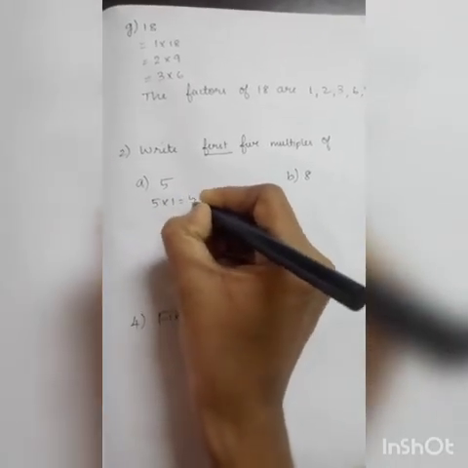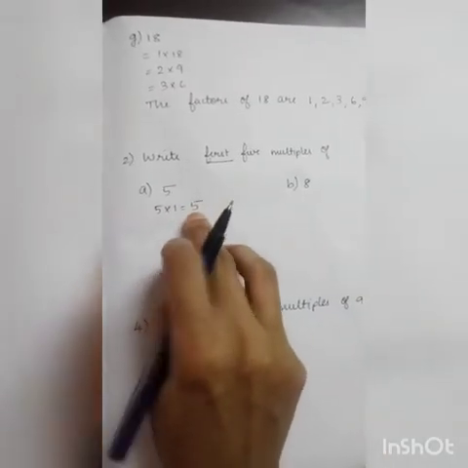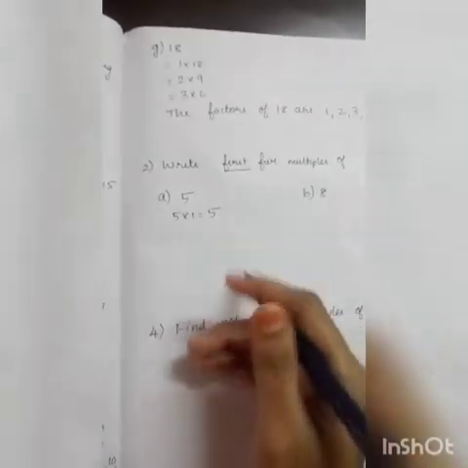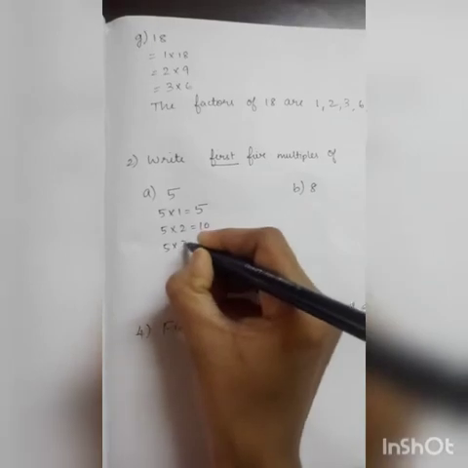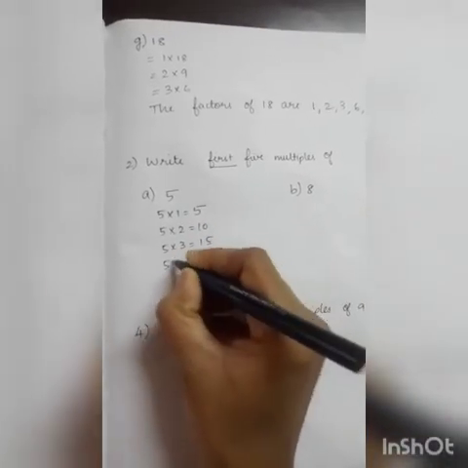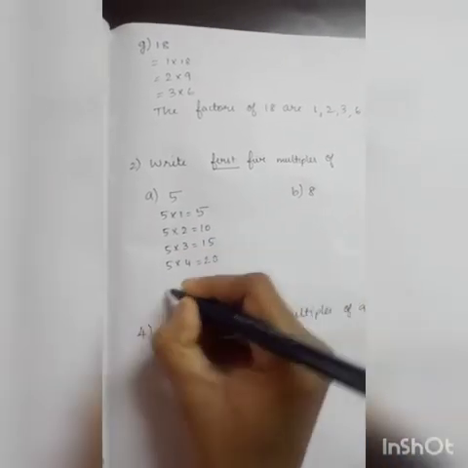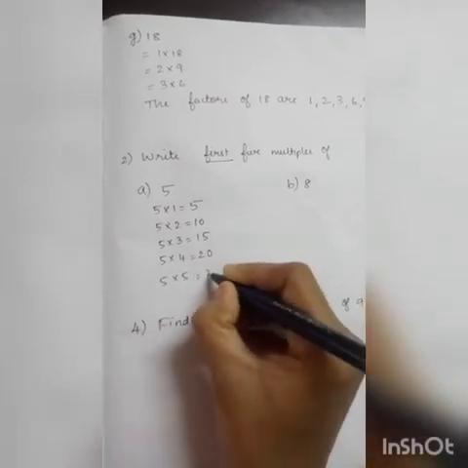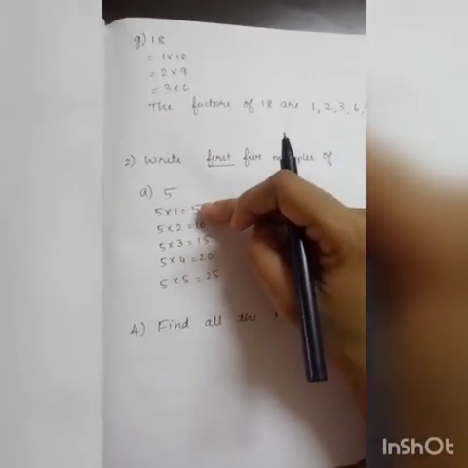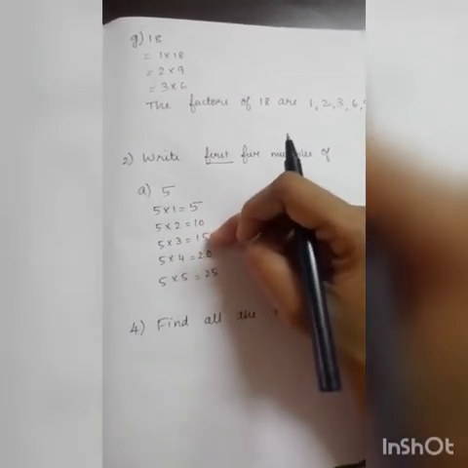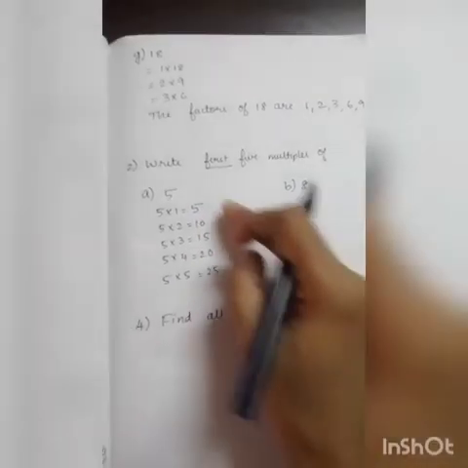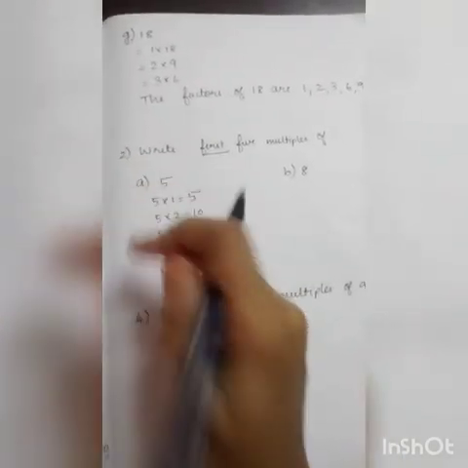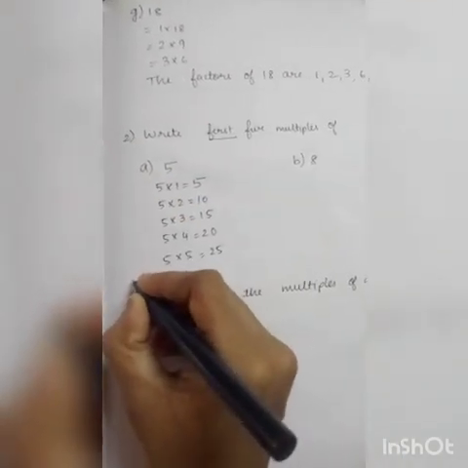5 ones are 5. Your first multiple is 5. Next, 5 2s are 10. 5 3s are 15. 5 4s are 20. 5 5s are 25. So this is the first multiple, second multiple, third multiple, fourth multiple, fifth multiple. So these are your first 5 multiples of number 5. So how will you write?